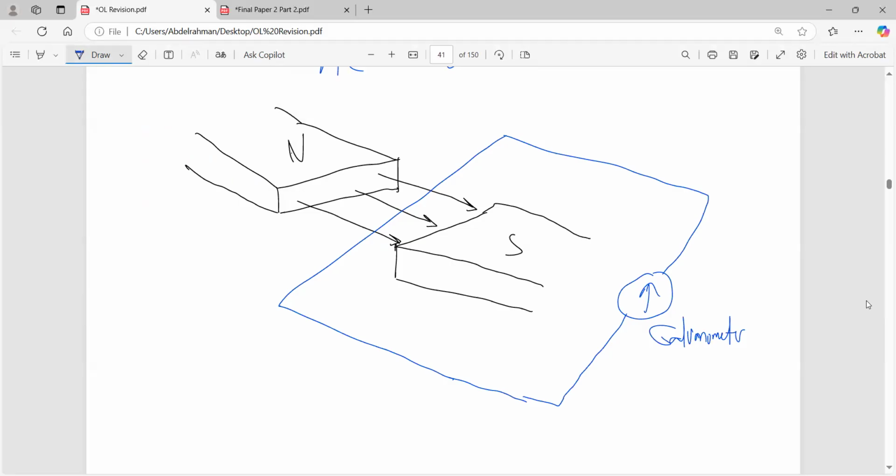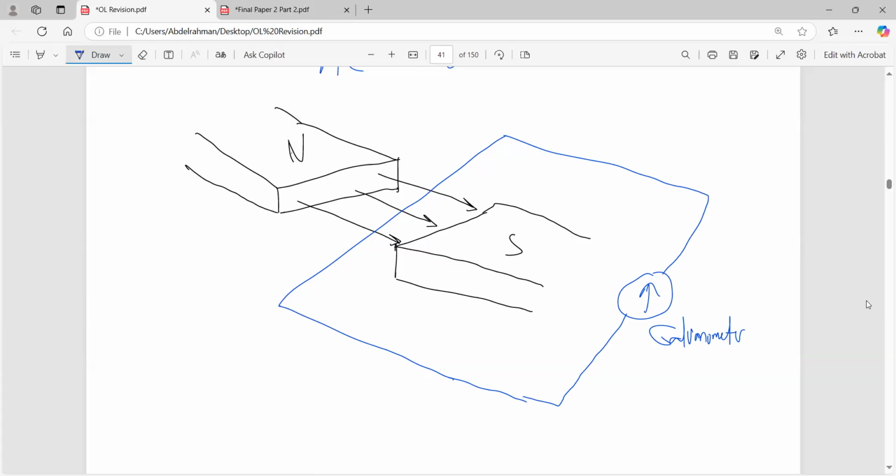What do I do with this wire? If I start moving the wire, this wire will start to cut the magnetic field. As it cuts the magnetic field, it produces a current. It induces a current. An EMF is induced in this wire.